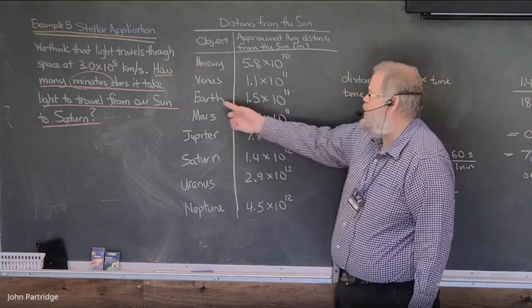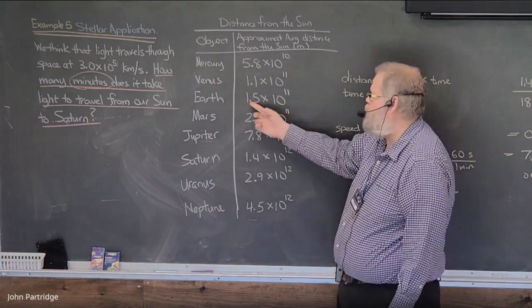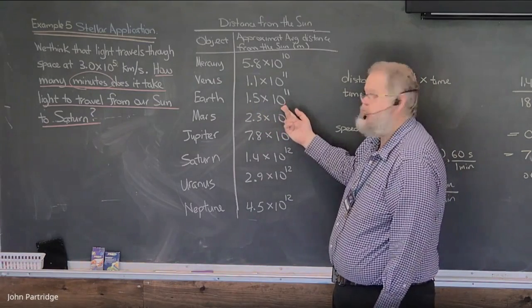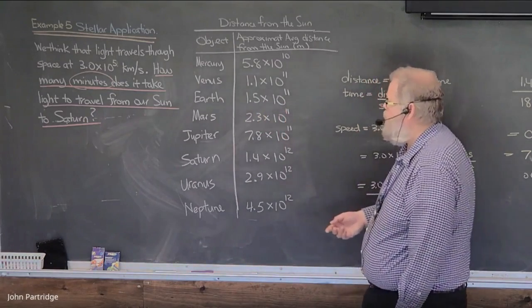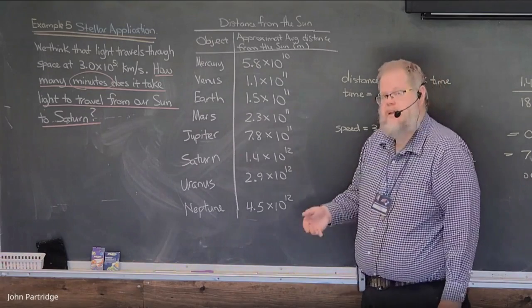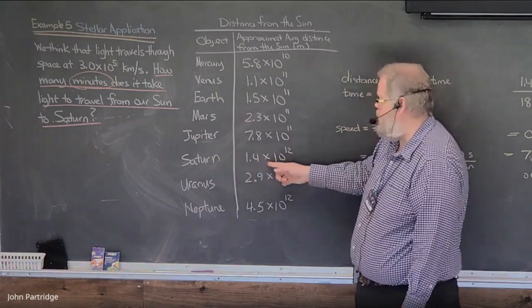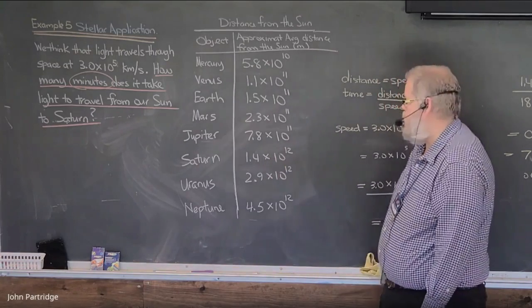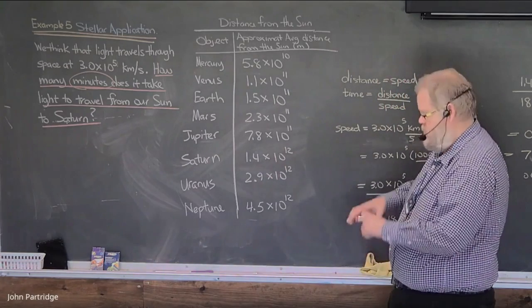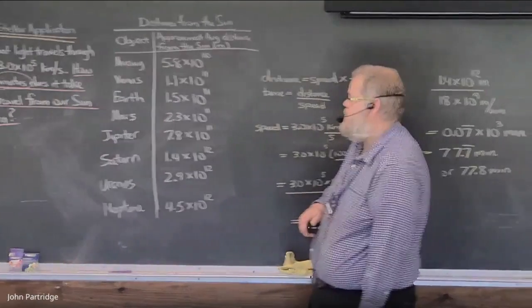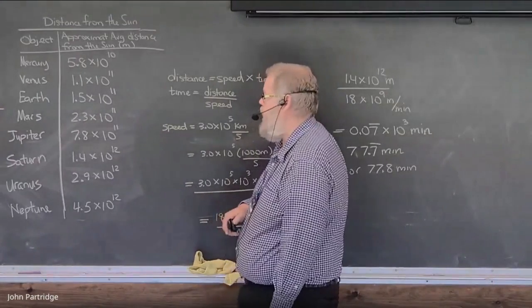For example, Earth, this would represent 1.5 times 10 to the 11 meters distance from the sun. Now we want to figure out the time it takes in minutes for light to travel from the sun to Saturn, so we're going to use this distance right here. 1.4 times 10 to the 12 meters. Okay, let's see if we can figure some of this out right here by doing some math.